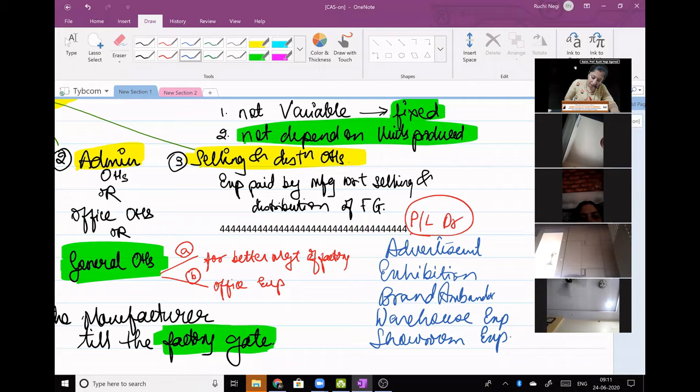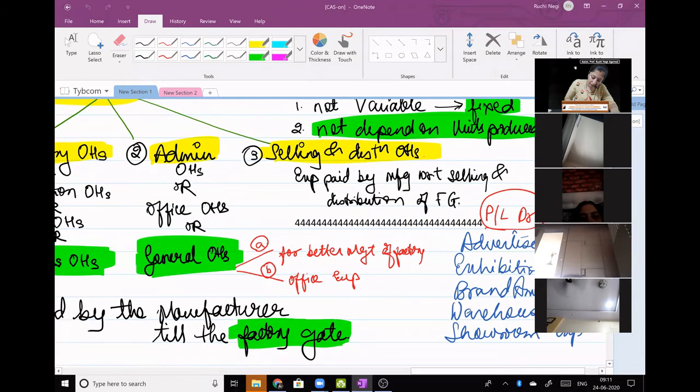Okay, fine. Any doubts till here, students? Kindly acknowledge it in the chat box. Any doubt about factory overheads, about selling and distribution, about admin overheads? Because if you have doubts right now, then you will not understand what I'm going to do next, that is the cost sheet.